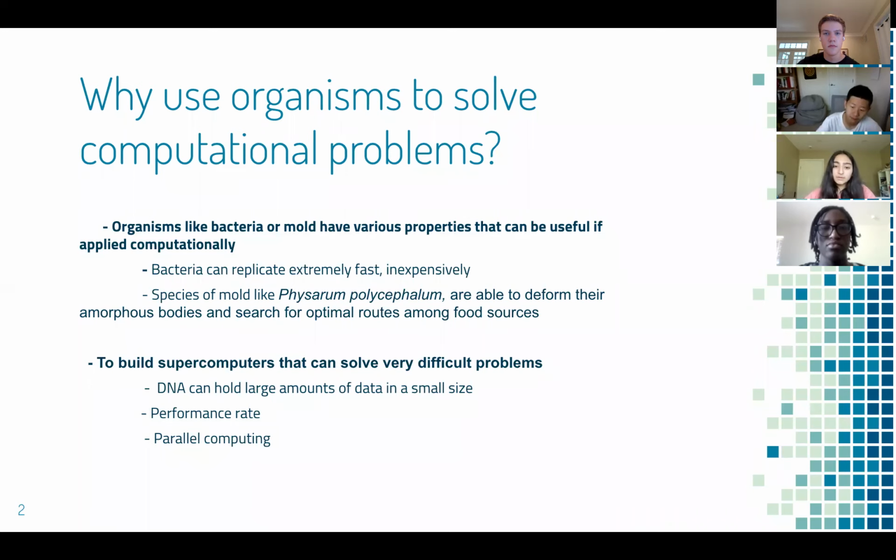DNA can be used to build supercomputers that can solve difficult computational problems. This is for three reasons: DNA's ability to hold large amounts of data in a small size, its help in increasing performance rate, and parallel computing. Because of this, DNA strands can actually replace the traditional hard disks in computers. The truly amazing part is that all the computations are almost completely parallel. You essentially have thousands of DNA strands replicating and forming independently of each other.